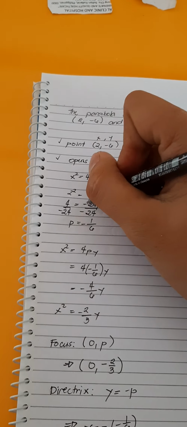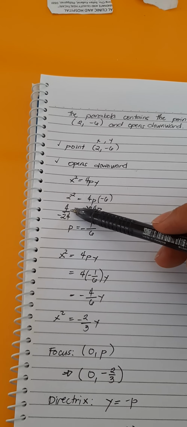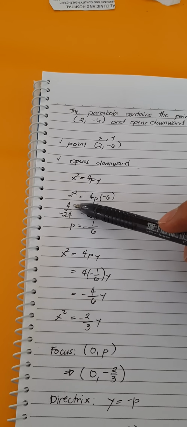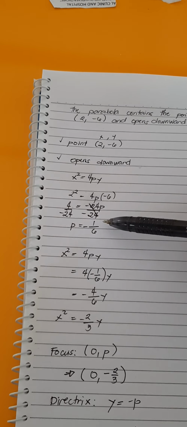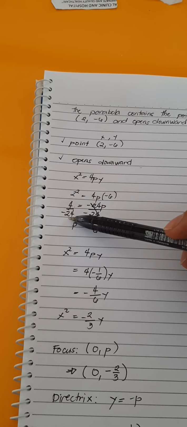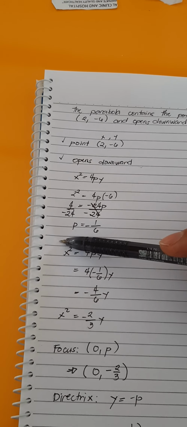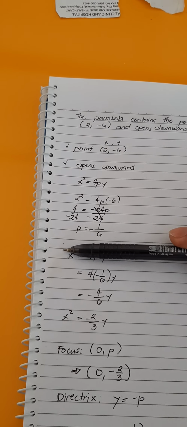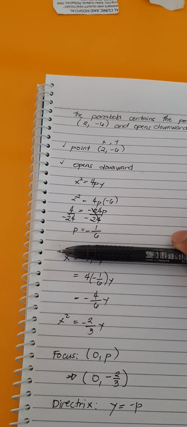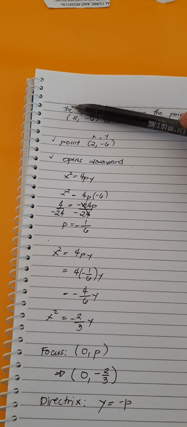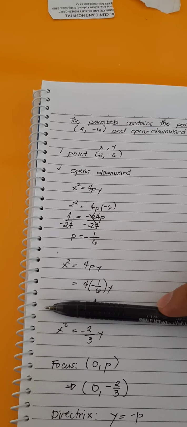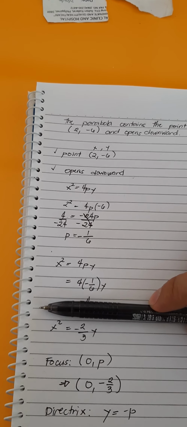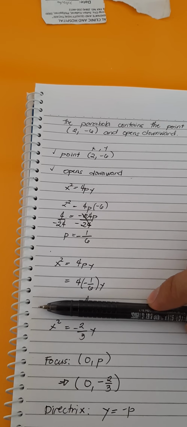We will cancel this out and we will simplify this. The common factor of 4 and negative 24 is positive 4. So 4 divided by positive 4 is 1. Negative 24 divided by 4 is 6. So we have the value of p is negative 1 over 6. Next, we will use this again to find the equation of our statement given above. So we will just substitute the value of p. So we have 4 times negative 1 over 6 times y.